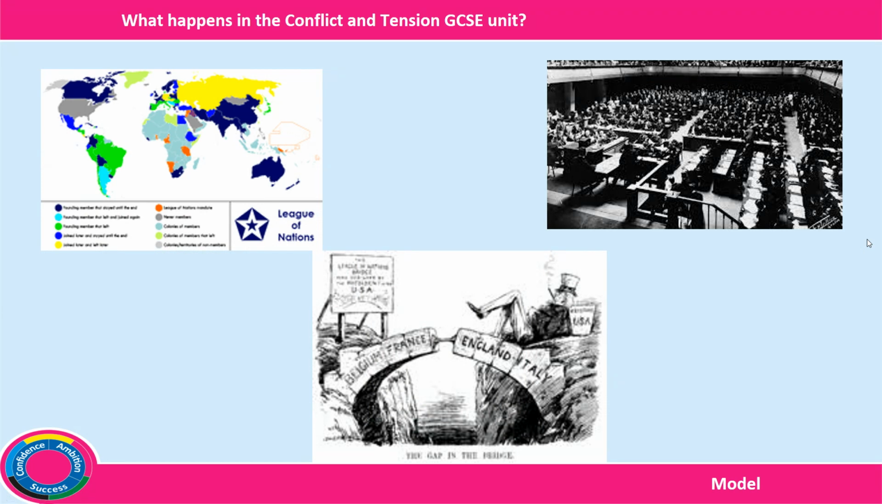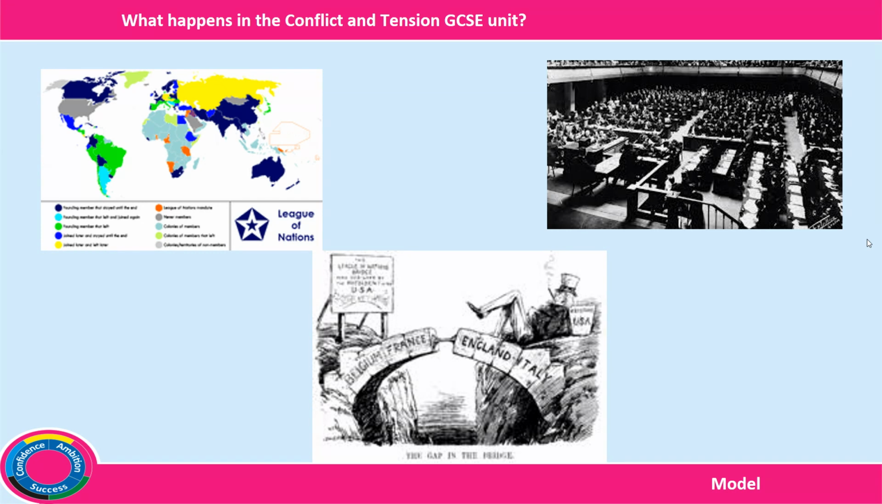Now, the League of Nations forms the second part of this unit. It's an international organisation which brought together different countries. It starts with 42 states in 1920. And the idea was that it would grow and include as many countries as possible over time.